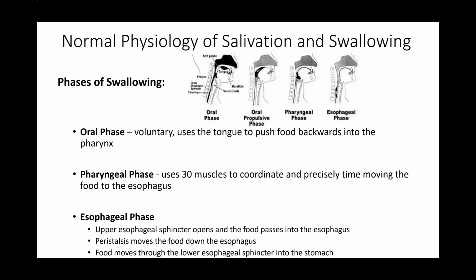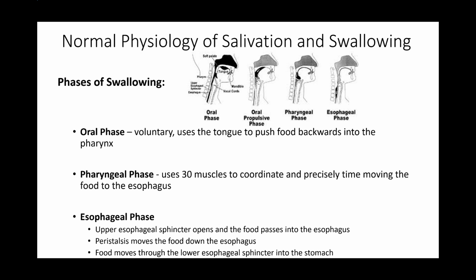With respect to swallowing, there are a number of phases to swallowing. The first is the oral phase, and this is when food or liquids are in your mouth. This is a voluntary part of the swallowing mechanism, so you have control over this. This is where you use your teeth and your tongue to guide the food or liquid to the back of the throat, which is called the pharynx.